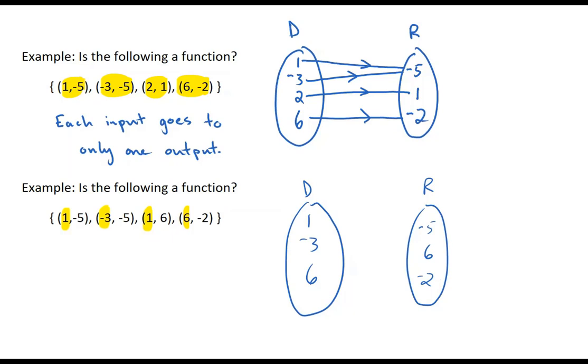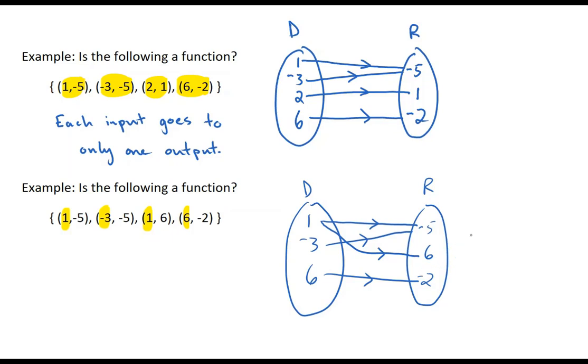And then with our ordered pairs, we have the 1, it's going to go to a -5. The -3 will go to the -5 as well. The 1 we already have is going to go down here to the 6. Curve it a little. And then the 6 will go to a -2. And here we want to make sure that's a 6 of the domain going to a -2 of the range. We wouldn't use the 6 over here in the range for that. Okay, so that's what we have.